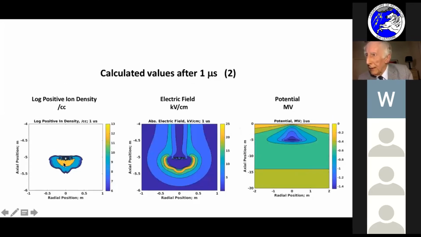And here are densities of positive ions, which are much the same as the sum of electron density and negative ion density. And now here, the electric field at the edge of this plasma started off being 40 kV per centimetre, and here the electric field is getting less than 25 kV per centimetre because of the stalled first step. And potentials here are of the order of 1.5 megavolts.